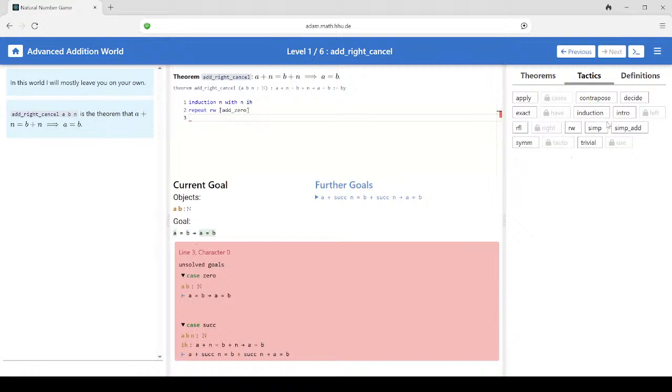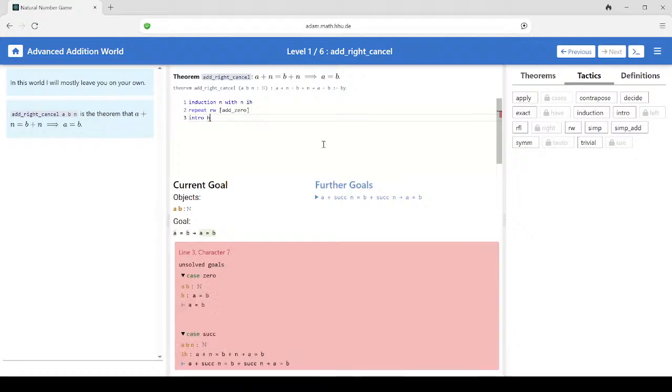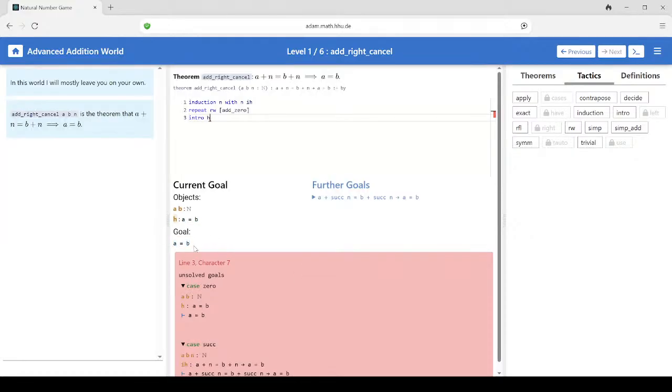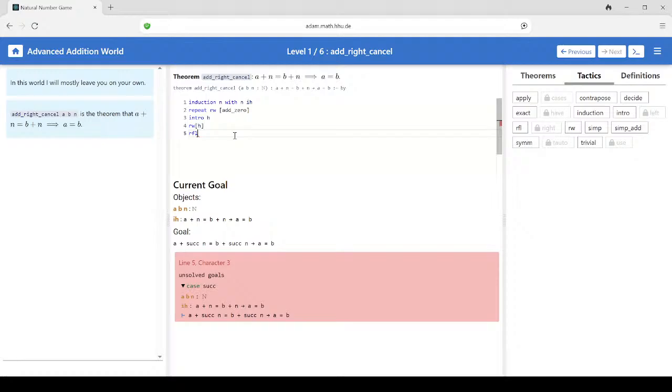I know I can intro H, and that separates it out, and then I can use H to prove the goal. But that's how we got sucked into some weird spiral last time. Yeah, I can rewrite H and then RFL. And now we just have to prove the same thing again, but with successor N.